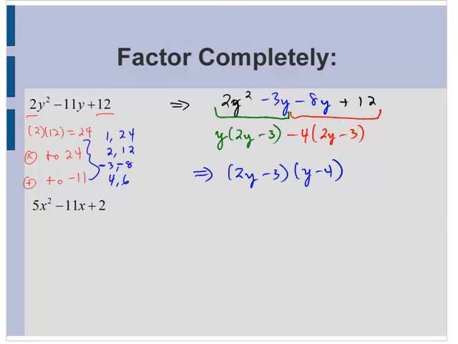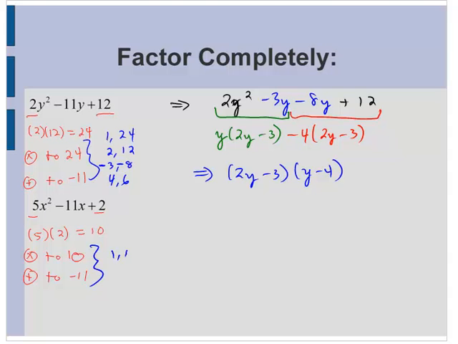Alright, 5x squared minus 11x plus 2. No common factor. So, let's multiply the a and c coefficients. 5 times 2 is 10. Find a pair of numbers that multiplies to 10 and adds to negative 11. And I wrote an 18 instead of a 10. Sorry about that. Alright, so let's see what we got here.